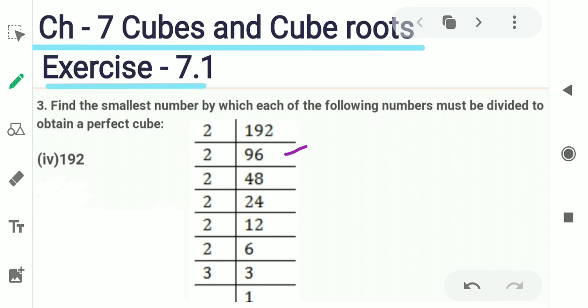Again, 96 is divisible by 2. When you divide, you will get 48. Similarly, 48 when you divide by 2, you will get 24. 24 is divisible by 2, you will get 12. And 12 is divisible by 2, you will get 6. 6 is divisible by 2, you will get 3. Now 3 is not divisible by 2, so we take 3, 3, 1, 3.